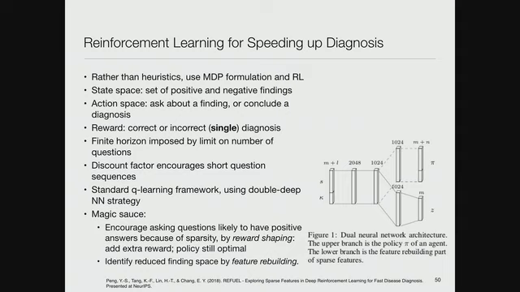They actually have a nice proof that they do this thing they call reward shaping, which basically adds some incremental reward for asking questions that will have a positive answer, but that they can prove that an optimal policy learned from that reward function is also optimal for the reward function that would not include it. Okay, so that's kind of cool.